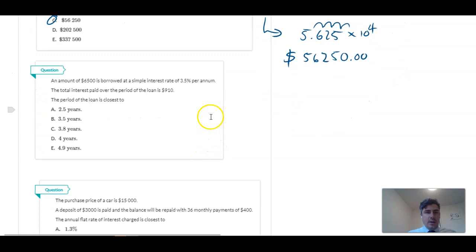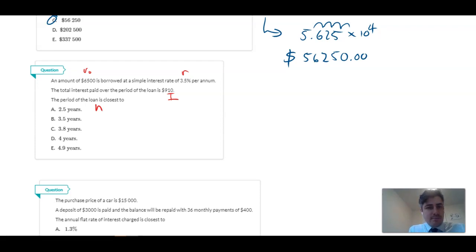Okay, let's do this one now. So we have the amount is 6,500, so that's the V0 there. Borrowed at simple interest for that rate. The interest paid over the period of the loan is 910. So what's the period of the loan? So they're looking for n. So if you pause the video now and have a go at this one yourself.